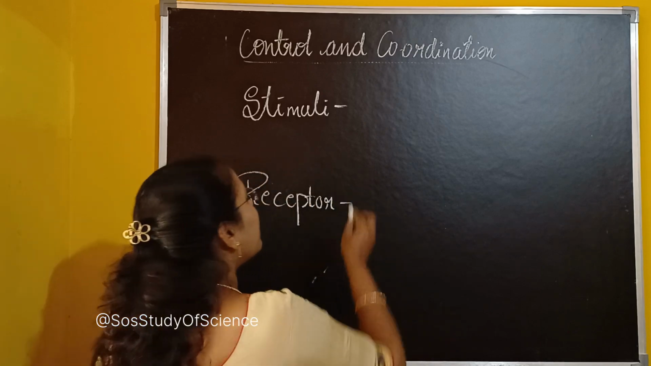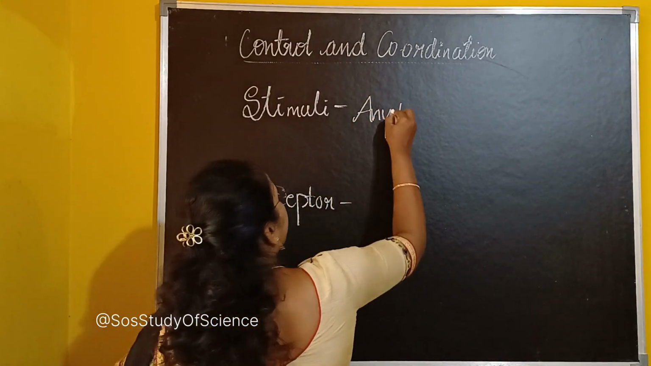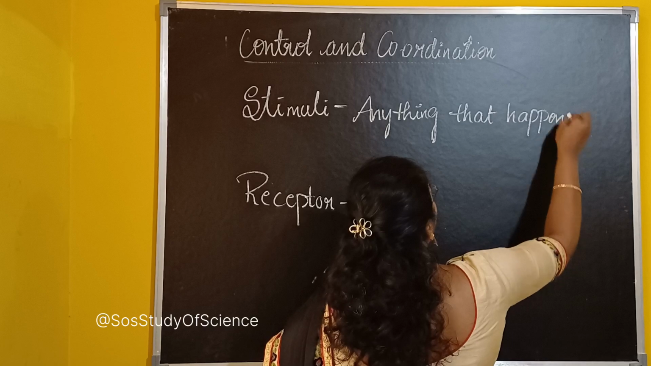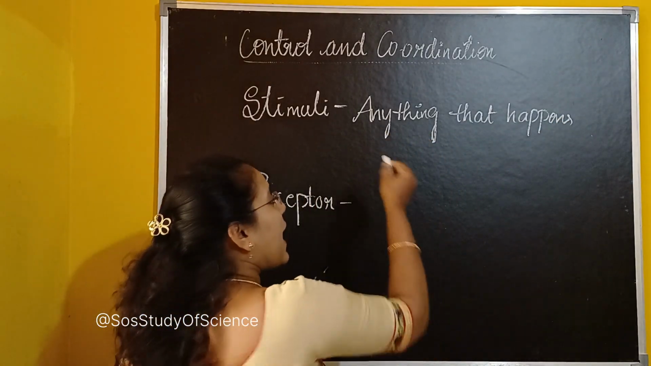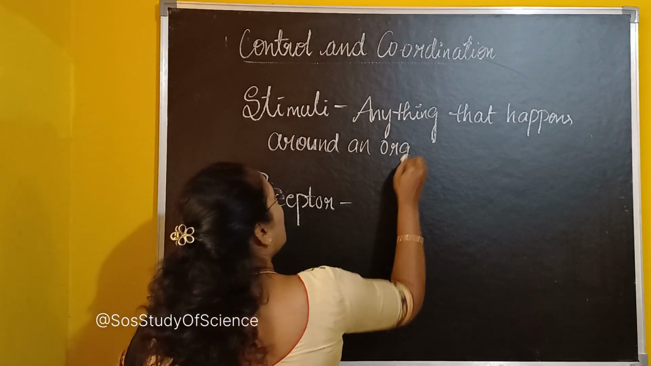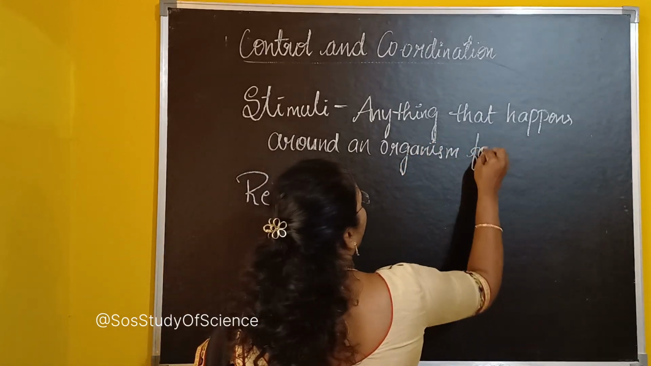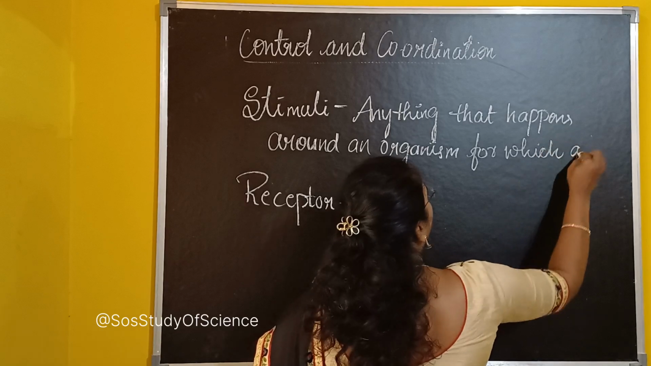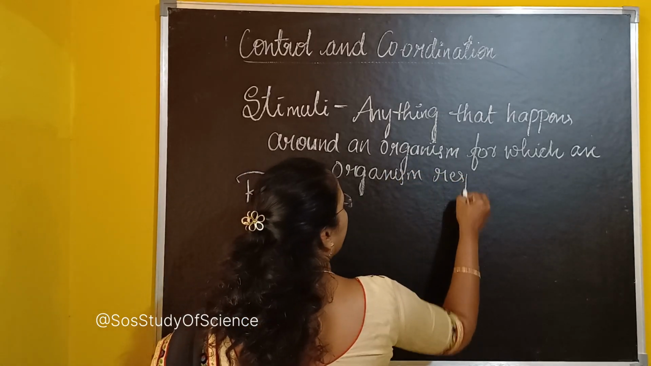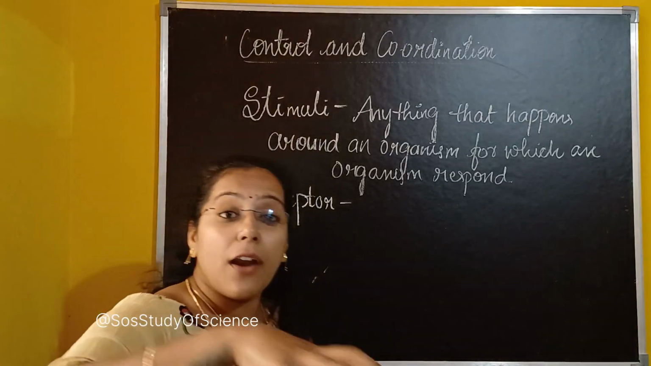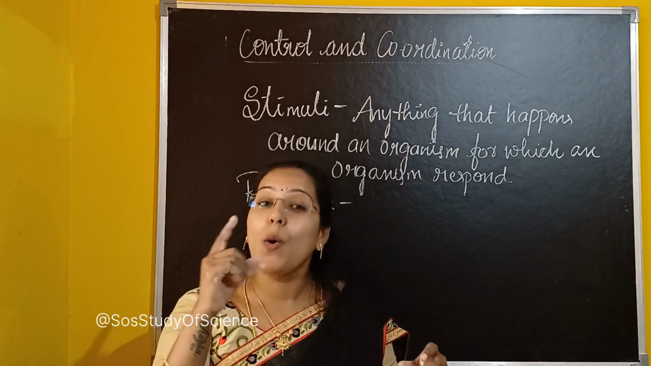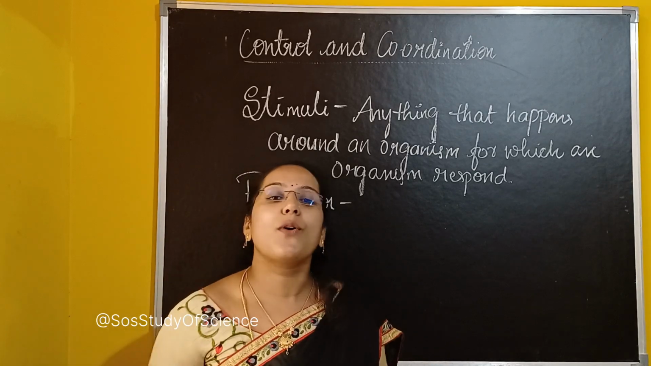How can we define stimuli? Anything that happens, or we can also say anything that has a change, anything that happens around an organism, for which an organism responds. If an organism is responding to any changes that are happening around, that is called stimuli. I hope you are clear with this. Any change it may be, if you are responding to the change that is happening, that is called a stimulus.